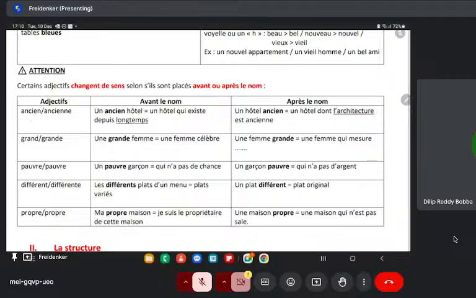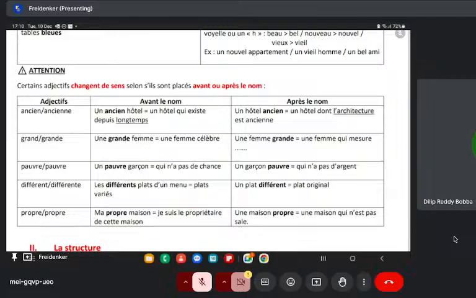So ancient. Un ancien hôtel means an ancient hotel. What kind of an ancient hotel? A hotel that has been existing for a very long time. It's a very old hotel. Like it was established, let's say, 200 years ago. So, un ancien hôtel. But if you say un hôtel ancien, it means the hotel is old in the sense its architecture is old, but the hotel itself need not be old.